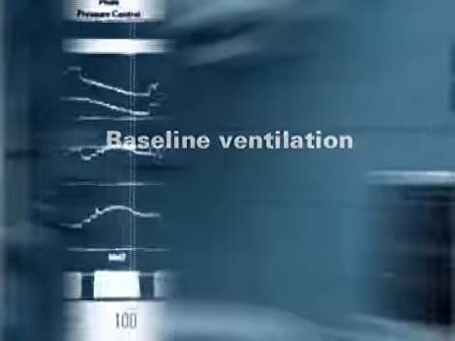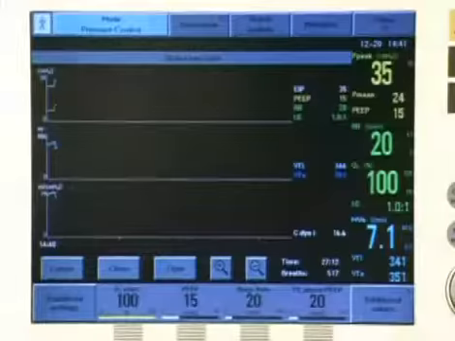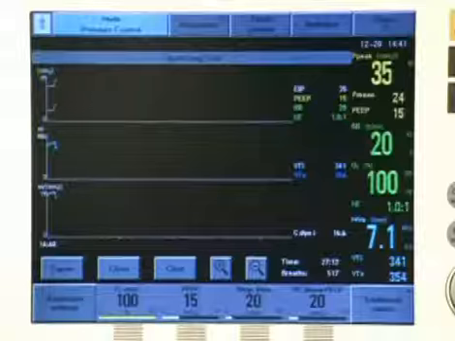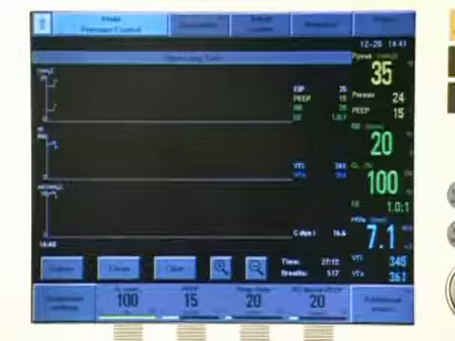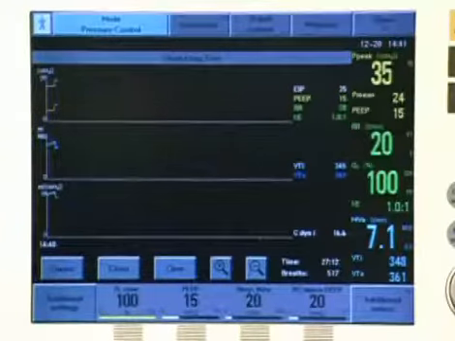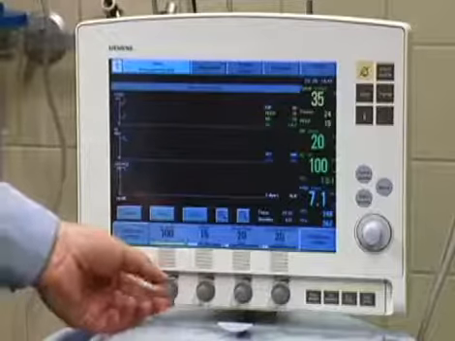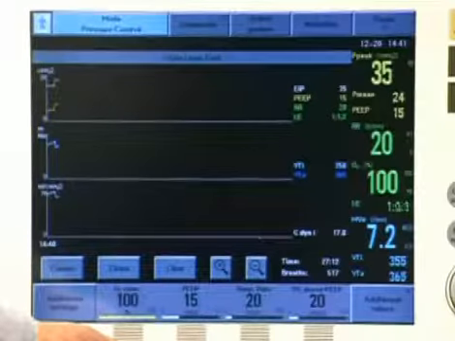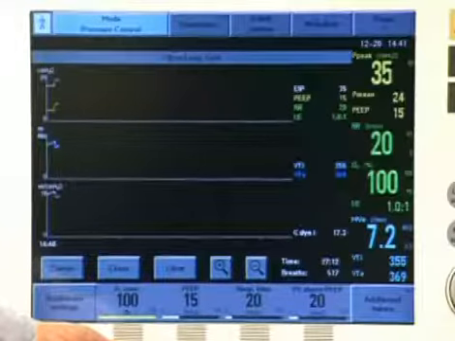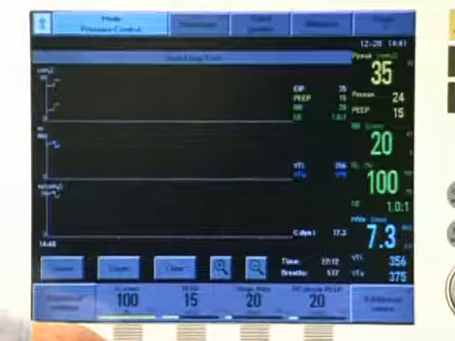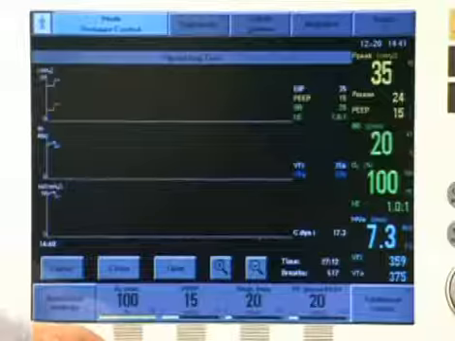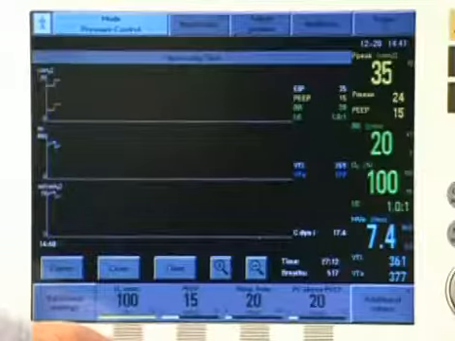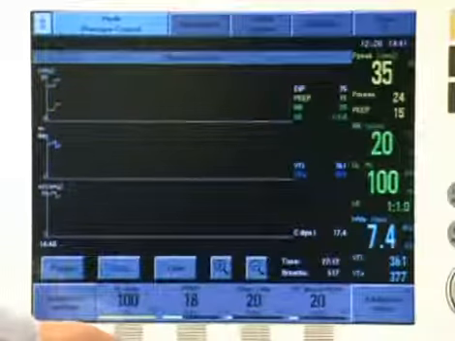The baseline ventilation consists of a pressure-controlled mode with a plateau pressure of 35 centimeters of water, a pressure gradient of 20 centimeters of water adjusted to obtain a tidal volume of 10 mL per kilogram, in this case 350 milliliters, a PEEP level of 15 centimeters of water, an inspiratory to expiratory ratio of 1:1, and a respiratory rate of 20 breaths per minute. The starting compliance value is 17 milliliters per centimeter of water.